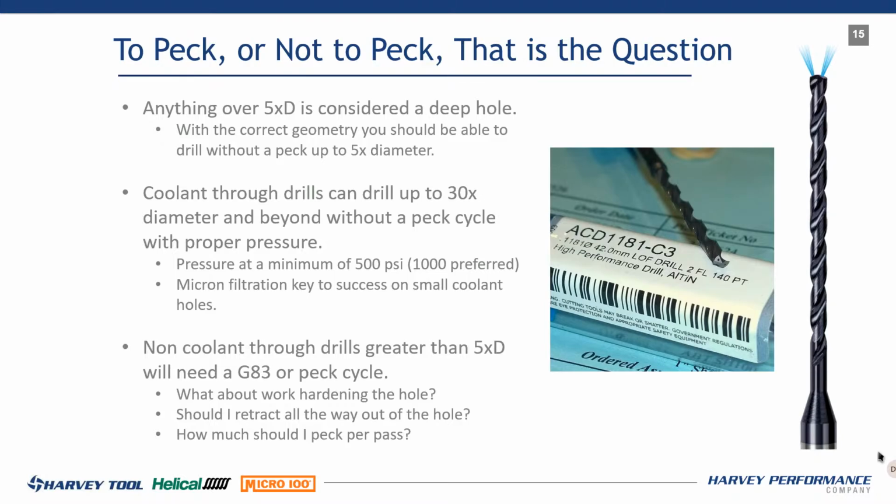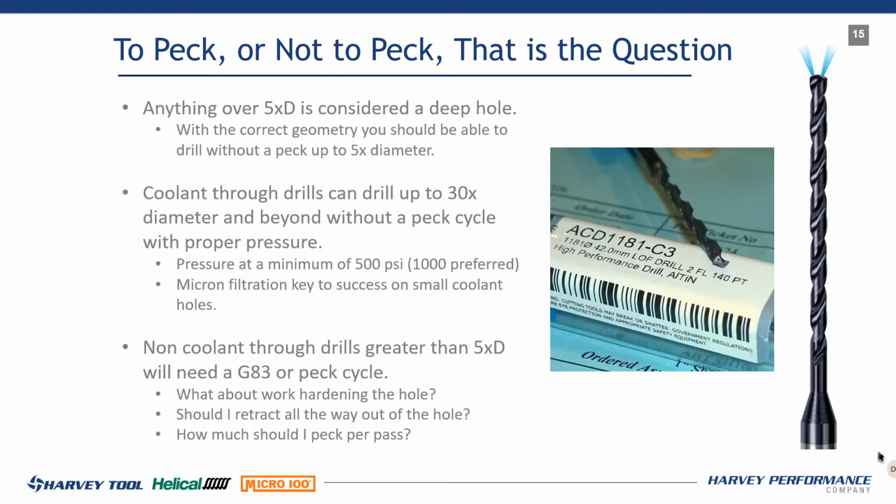Coolant through drills can drill up to 30 times diameter and beyond without a peck cycle with the proper pressure. So if you're using a coolant through drill, I would not suggest pecking unless there's a problem with the coolant through. And what I'm talking about is proper pressure. Pressure at a minimum should be around 500 psi. 1,000 is preferred, okay? This is very important.